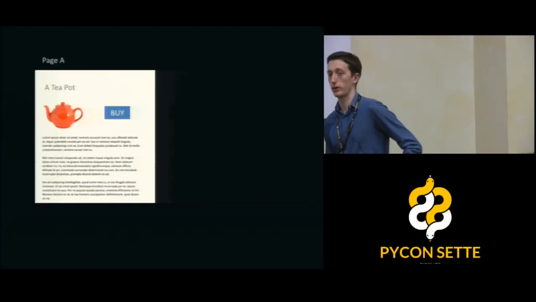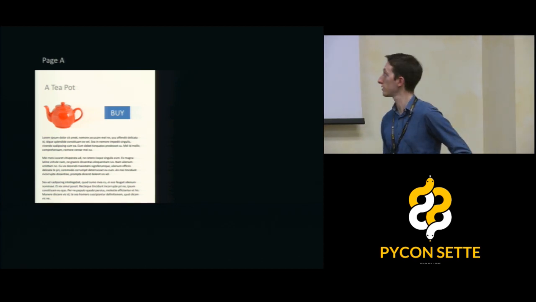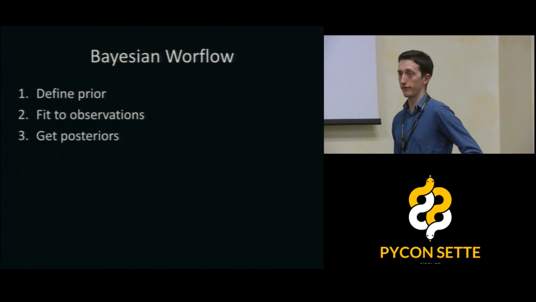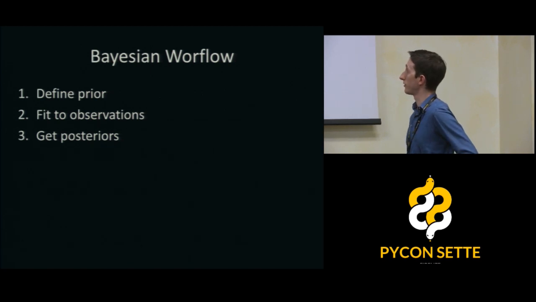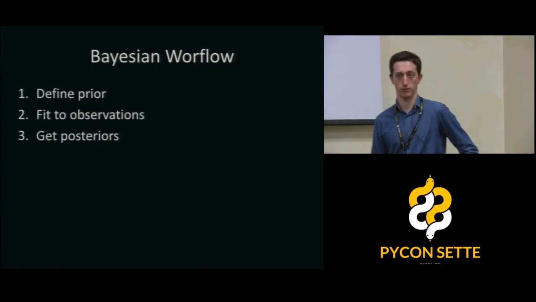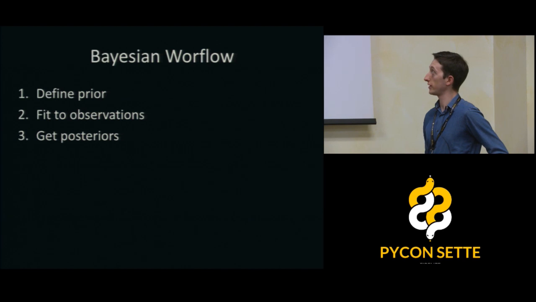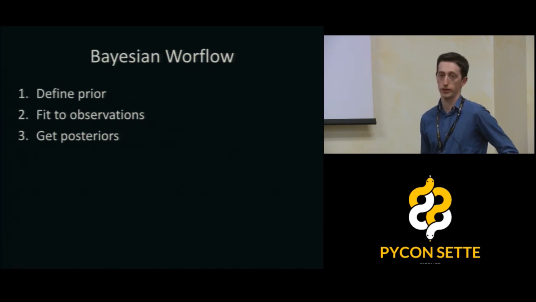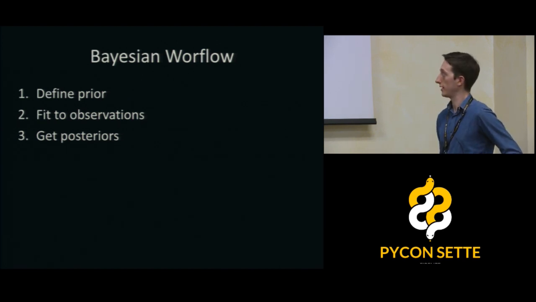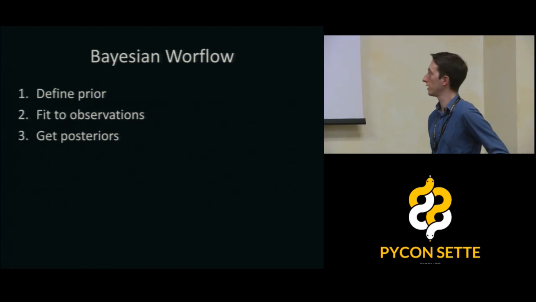Now we first look at some code just for one page, and then we extend the example to two pages. The workflow is quite simple. It's made of three steps. First, we define our prior belief about the random variables. Then we fit this prior belief to the data and the observations. And then we get a posterior distribution after the observation of the data. This is where we are going to do the inference and get the results.